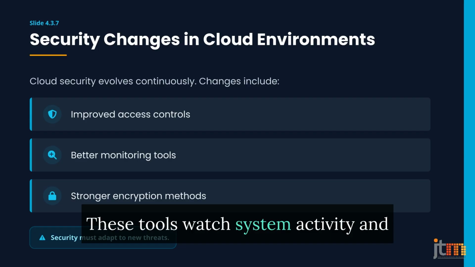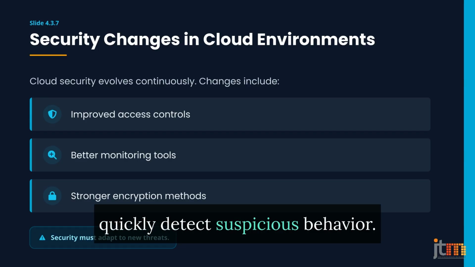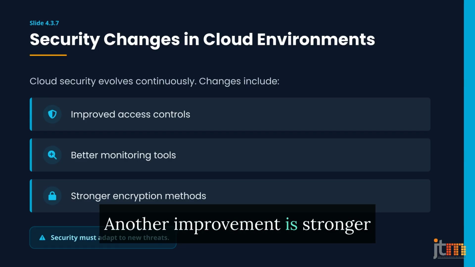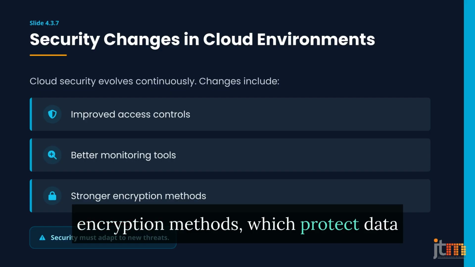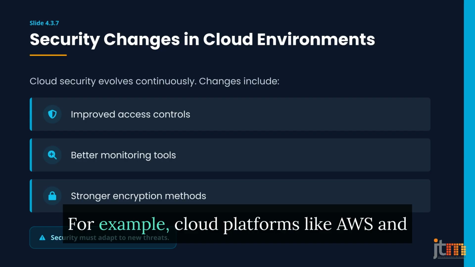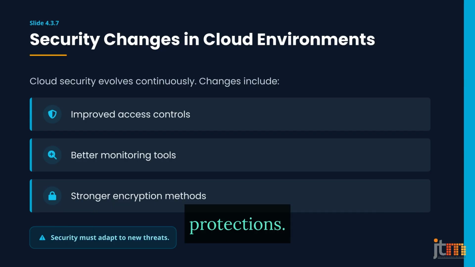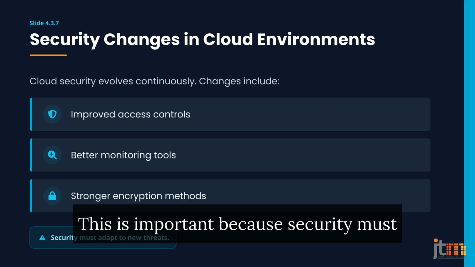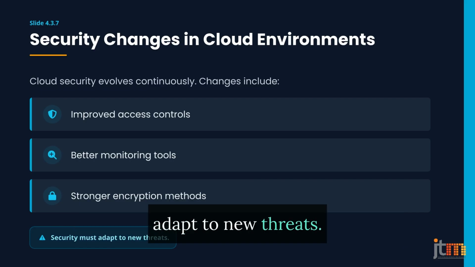These tools watch system activity and quickly detect suspicious behavior. Another improvement is stronger encryption methods, which protect data by converting it into secure coded information. For example, cloud platforms like AWS and Azure continuously improve these protections. This is important because security must adapt to new threats.